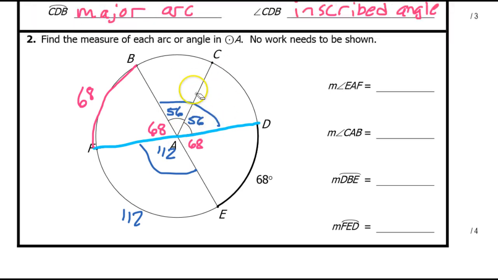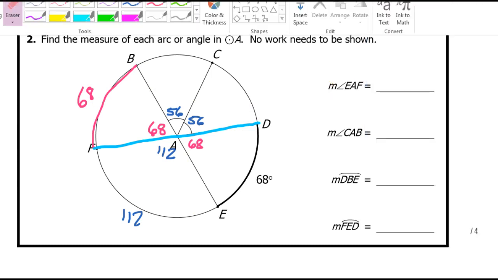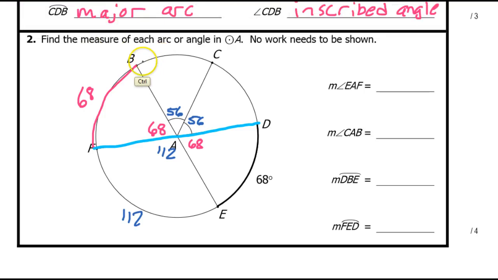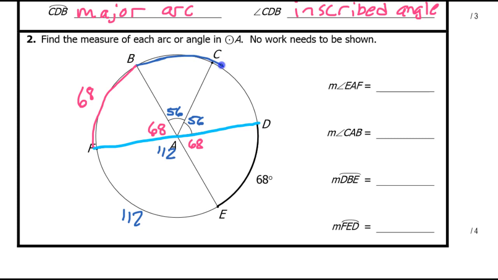Now if you weren't comfortable with the whole vertical angle thing, instead you might have thought of it this way. See this diameter? Again, what we have here is a semicircle up top. So if I subtract the 68 from 180, we already saw how that went. 180 minus 68, that's 112. So that's another way of seeing that this arc right here is going to be 112. And then again, you had to divide it into two equal parts.